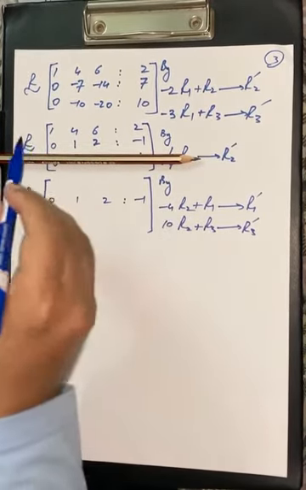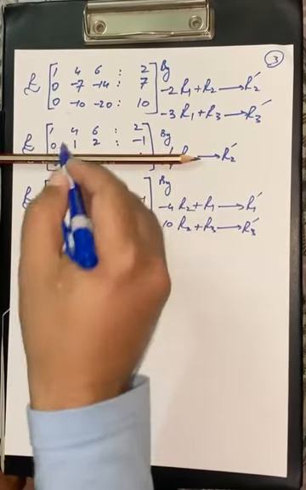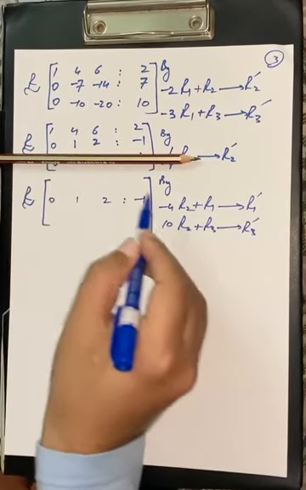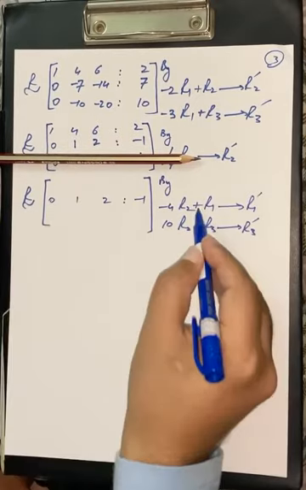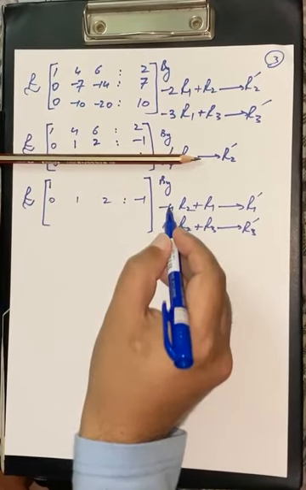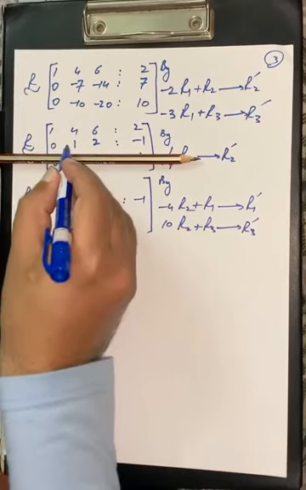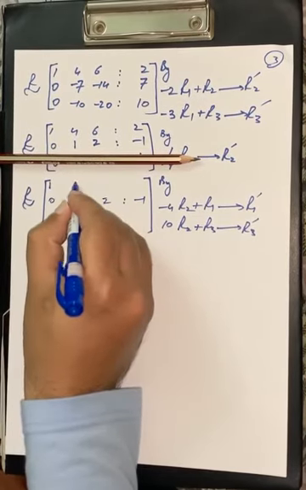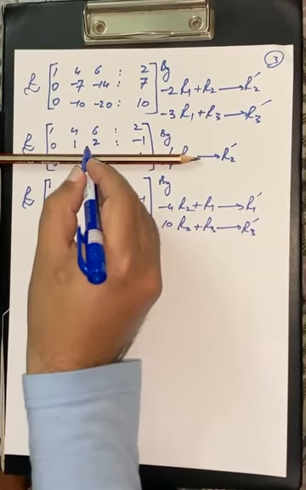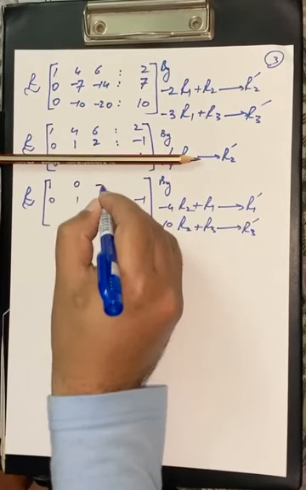-4 multiplied with this entry first, because we focus on row 2 and add it to row 1. -4 multiplies 0, gives me 0, and 0 plus 1, because we add, gives me 1. Now the next entry: minus 4 multiply 1, gives me minus 4 plus 4, 0. Minus 4 multiply 2, minus 8, plus 2.